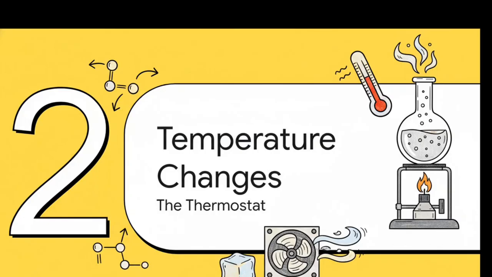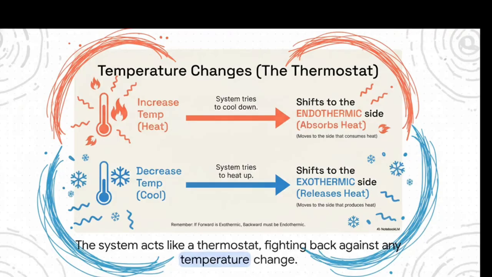All right, let's look at our first type of stress, temperature. This is one of the most powerful tools you have to control where a reaction goes. Let's see how our stubborn little system deals with the heat. The best way to think about this is that the system has its own internal thermostat. So if you turn up the heat from the outside, the system goes, whoa, it's getting hot in here, and it will shift in the direction that absorbs that extra heat. That's the endothermic direction. And of course, if you cool it down, it does the opposite. It shifts in the direction that releases heat to warm itself back up, the exothermic side.